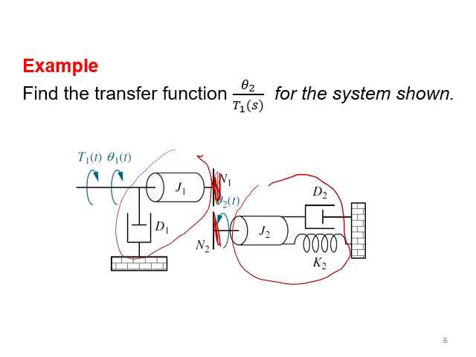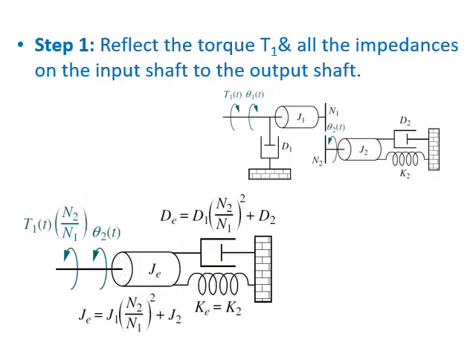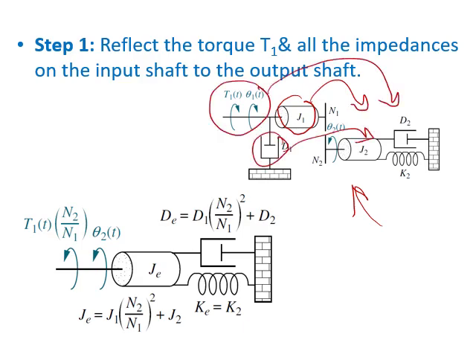So we have two options: either take these elements to the upper side, or take the elements here to the lower side. In this example we are going to take all these elements to this shaft. You will see how this looks in the next slide. Here I am showing the original system to see how the reflection is going to be. We need to reflect this element to this side, this element to this side, and these two elements to this side. For that, we need to calculate the equivalent damper.